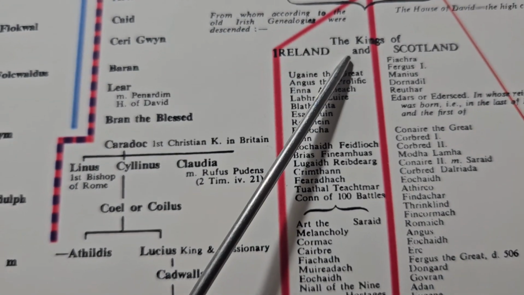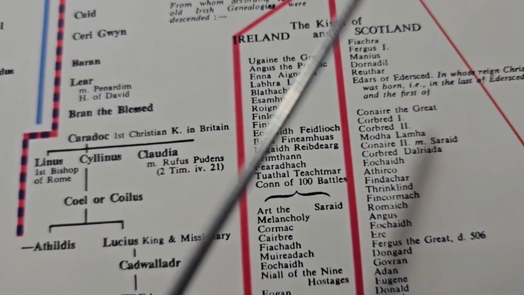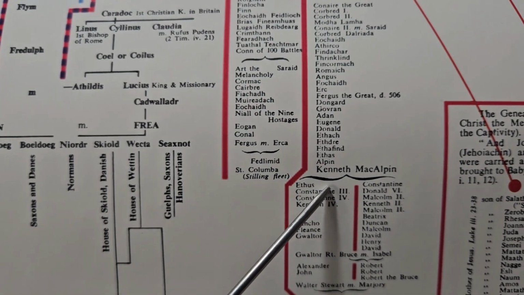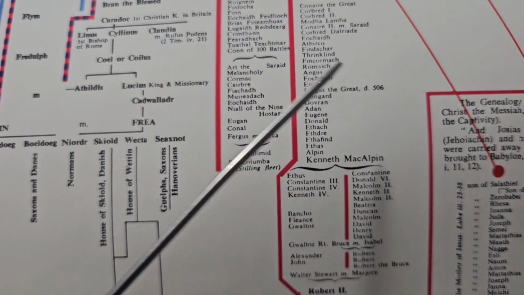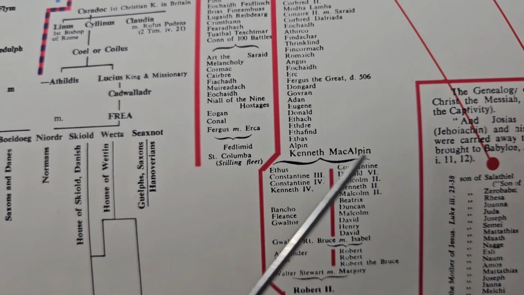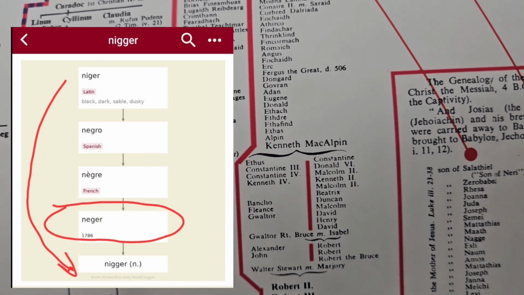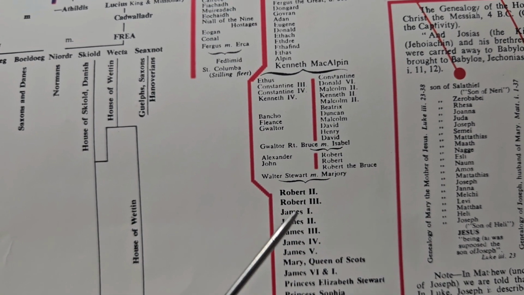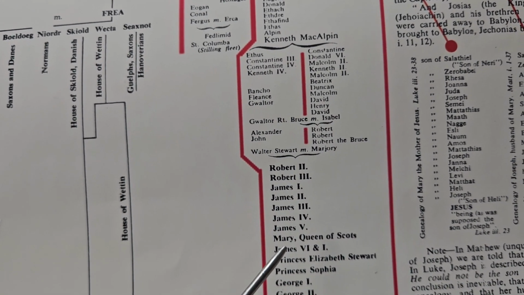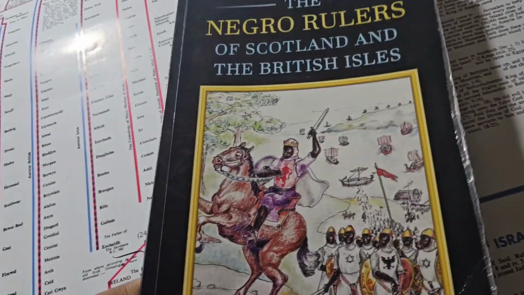Of course, right here, the kings of Ireland and Scotland. Okay, right here, what we just read in the book, Ancient and Modern Britons, Kenneth MacAlpin, or the Nigger, right? Okay, and then we got Robert the Bruce, Robert the Second, Robert the Third, James 1, 2, 3, 4, 5, Mary Queen of Scots, James the Sixth and First. Okay, and these were all so-called black people, believe it or not. Okay, this is our history.